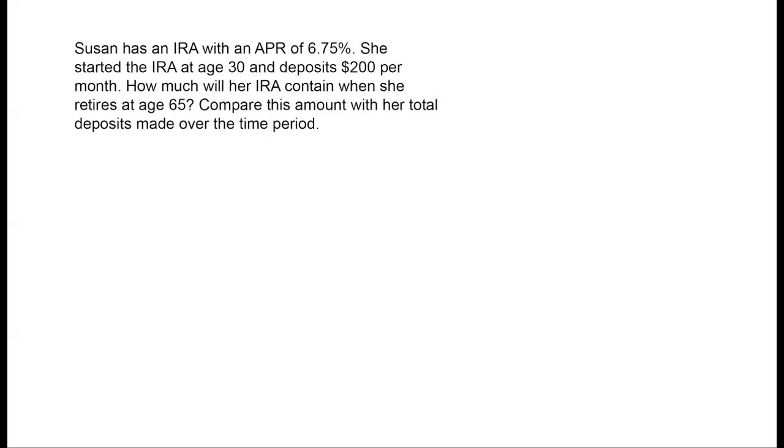So let's go through and pull out the important information, like the fact that this is an IRA. We have an APR of 6.75%. We have two ages given, age 30 and 65, so that deals with time. We have regular deposits of $200, done every month. And we're looking to figure out how much she's going to have.